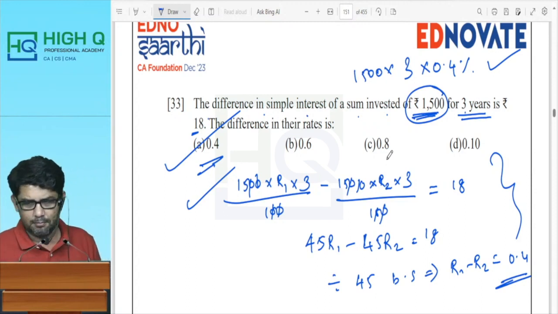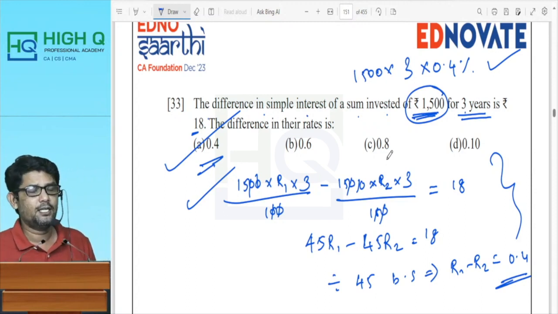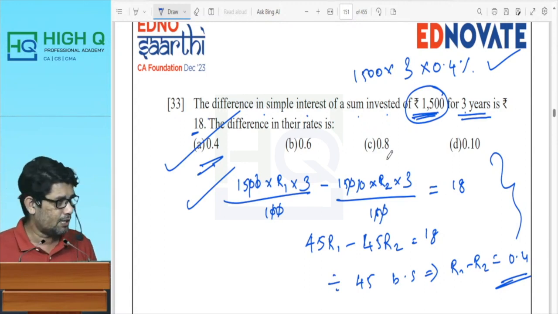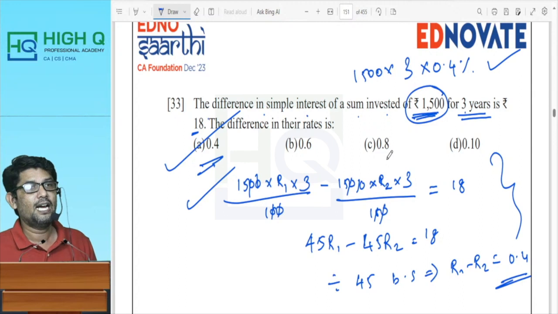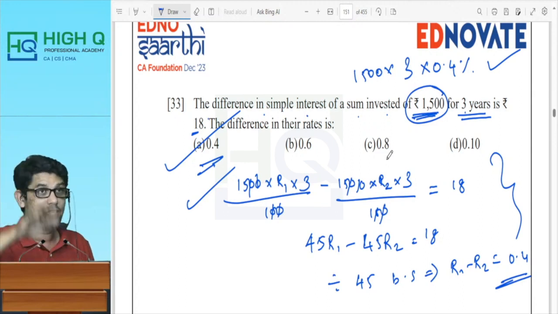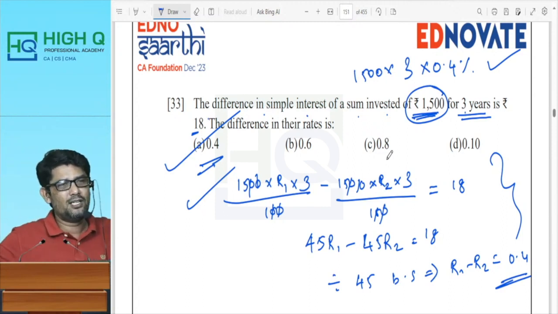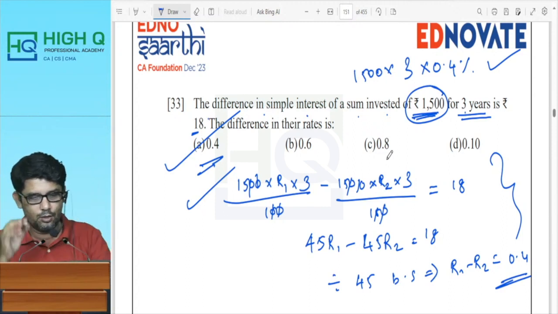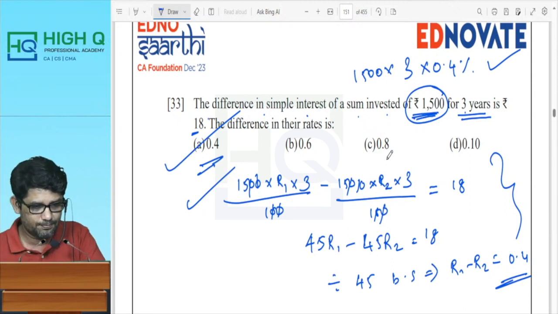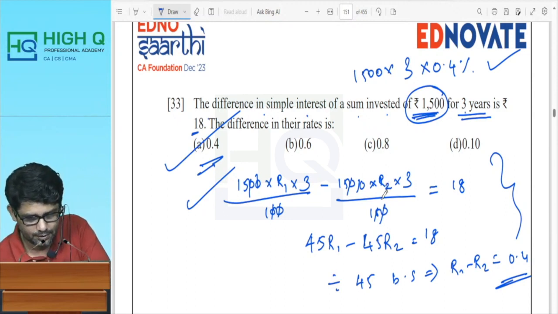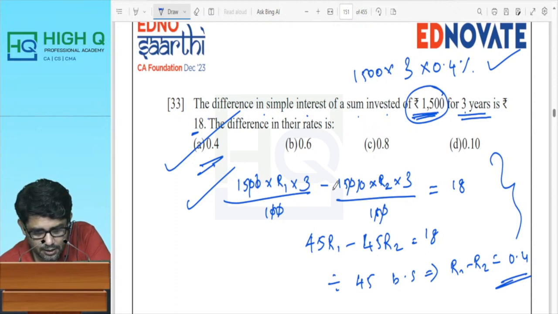But people now across India are underestimating CA students. Even teachers are underestimating CA students. And the CA students themselves are underestimating themselves. Sir, I'm a chartered accountant, sir. I don't want to do mathematics, sir. Don't underestimate yourself. Yes, my dear.